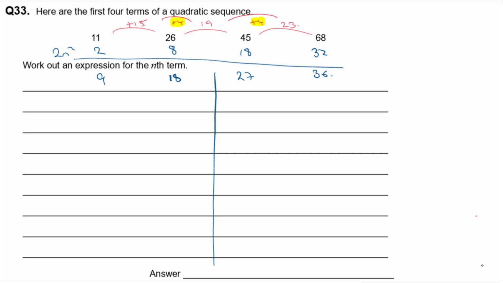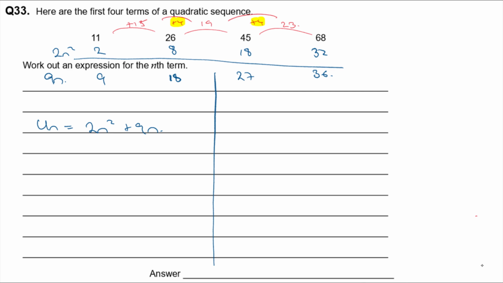It's going up in 9s. Actually, it's just 9n, isn't it? So this is the sequence 9n. Okay. So if I take 2n squared away from my original sequence, I end up with 9n. Therefore, un is going to be 2n squared plus 9n. Okay, those two things together make your sequence.